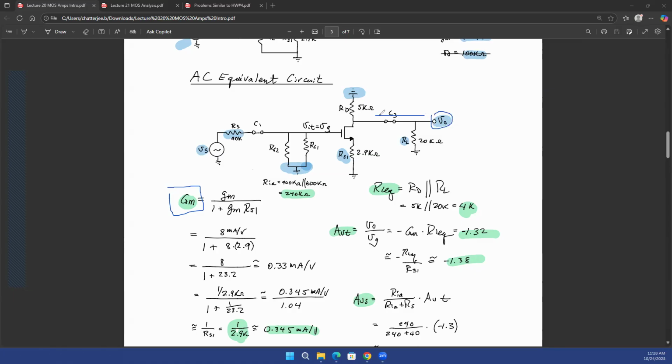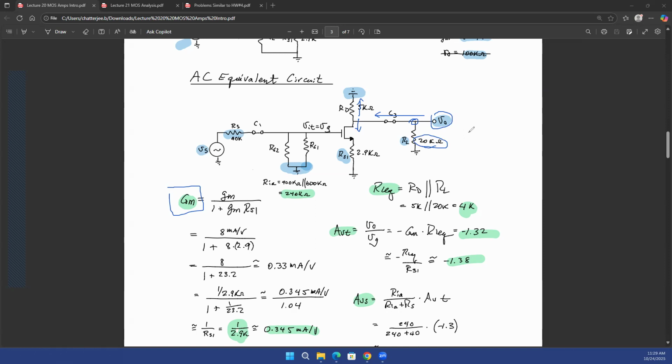So looking at this terminal, what is the total resistance that is connected? Of course, looking down, you'll see the resistance of the MOSFET. Looking up, you'll see RD. And of course, at the same node, you'll have a RL resistance connected, which is 20 kilo ohms.